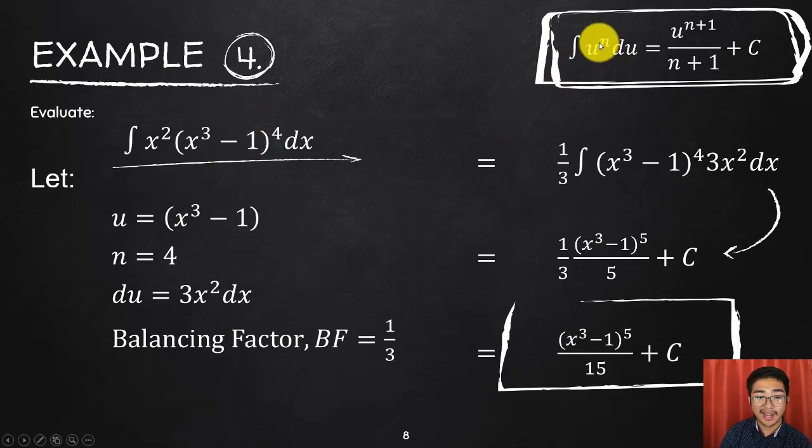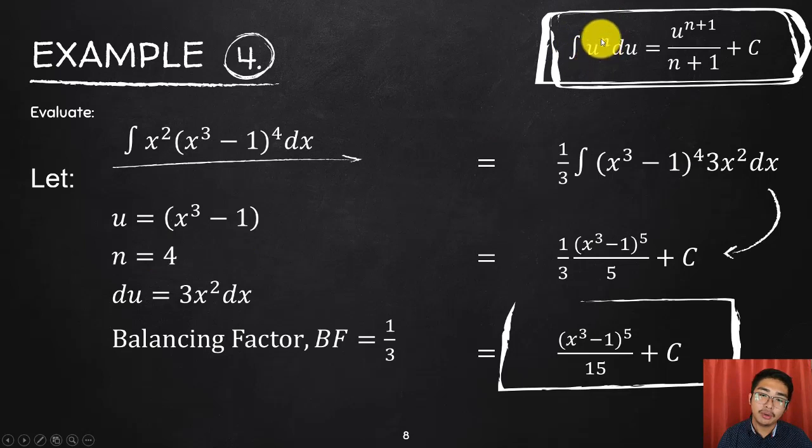Remember, u or n is the exponent of u, therefore u is the base of n. Here, 2 is the exponent, x is the base. Here, 4 is the exponent, x cubed minus 1 is the base, not just x cubed, okay? So we're going to choose u equal to x cubed minus 1. So we have now u, x cubed minus 1. Therefore, the exponent of x cubed minus 1 is 4. So our n is 4.